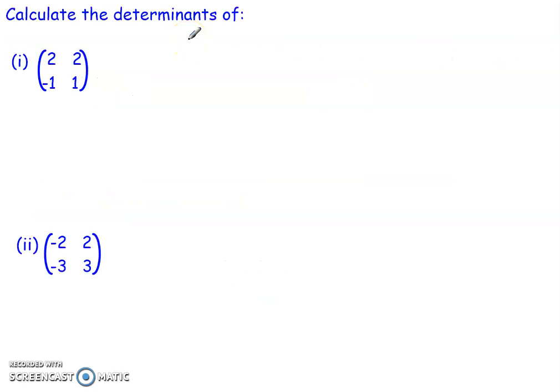So the first one, calculate the determinants of these two matrices here. If I label the matrix A, so let's say A equals that, my determinant of A equals the determinant of 2, negative 1, 1, 2. And again, it's just following that same technique. One diagonal, product of those numbers, take away product of the other diagonal. So I've got 2 times 1, take away negative 1 times 2. So I've got 2 minus negative 2, so minus minus becomes a plus. So it's 2 plus 2, which is 4.